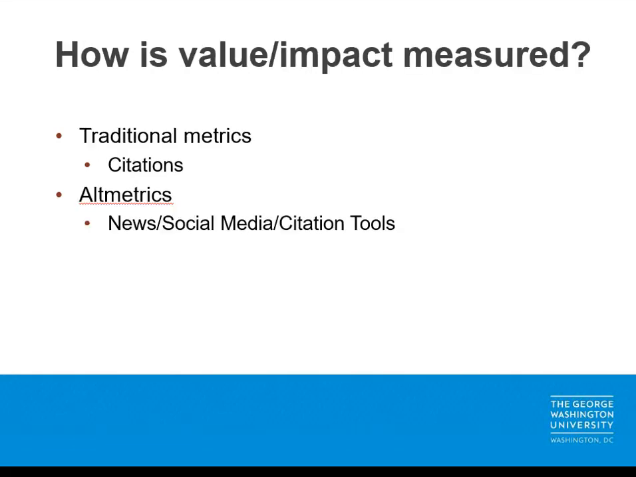The impact of scholarly works is typically measured in two different ways: traditional bibliometrics, which is based on evaluating citation patterns, and altmetrics, or alternative metrics, which evaluates impact by counting mentions on things such as news sites, social media platforms, and online citation tools. During this session, we'll take a look at both of these in depth.